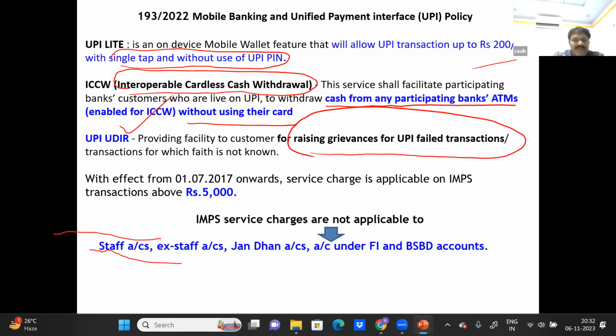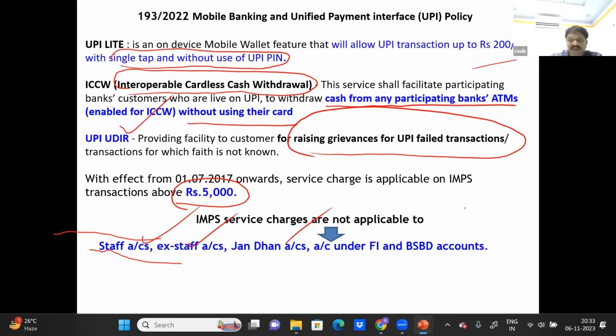Now, IMPS transactions were earlier free. Now, above 5,000 the bank will charge. Up to 5,000 only, IMPS is free. For staff, it is unlimited and free. It is different; for staff we have also discussed 5 lakhs. And IMPS charges above 5,000 will generally be levied on all customers, but we have excluded some people. Who are they? Staff are excluded. That's why you are not getting charged.